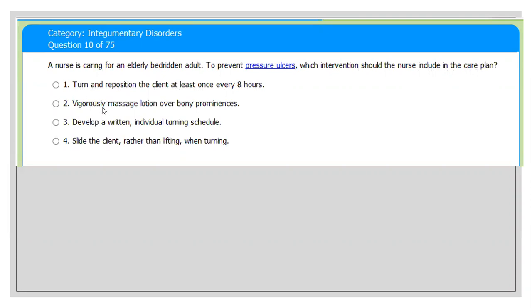Number two, vigorously massage lotion over the bony prominence. Number three, develop a written individual turning schedule. Number four, slide the client rather than lifting when turning.